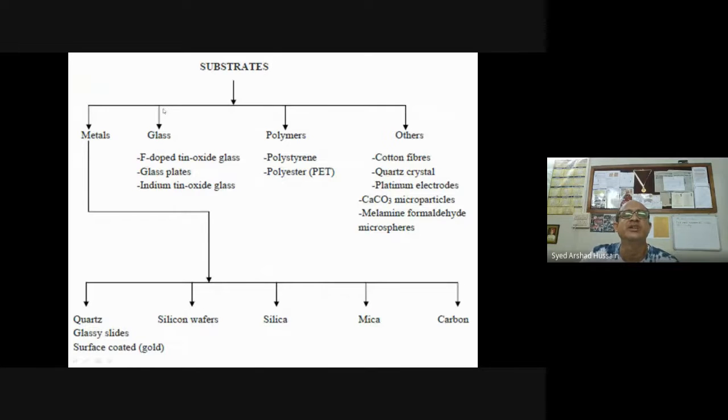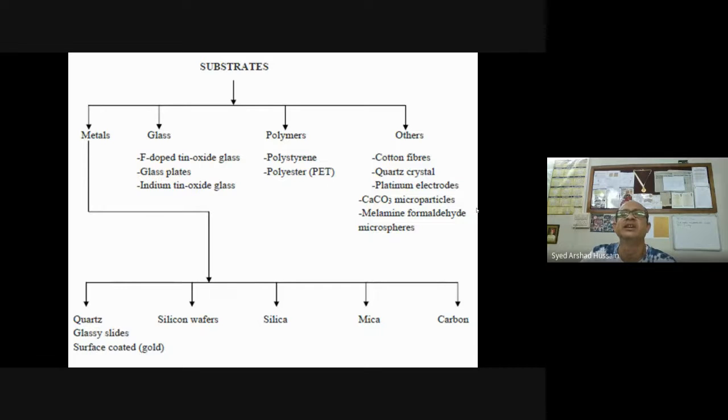So for substrates, you can choose a lot of different varieties: metal, quartz, silicon wafer, silica, mica, carbon, then polymeric substrates like polystyrene, PET, doped ITO, FTO. So many varieties of substrate, based on your requirement, your characterizations, and the material you want to coat, you can choose. It gives you wide options with ease of preparation.